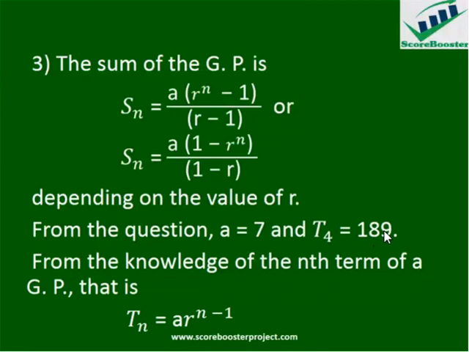So from the knowledge of the nth term of a geometric progression, we all know that this is the formula for the nth term of a geometric progression: Tn equals ar raised to the power n minus 1. So now we want to find the general formula for the fourth term, since that is the information we have in the question.